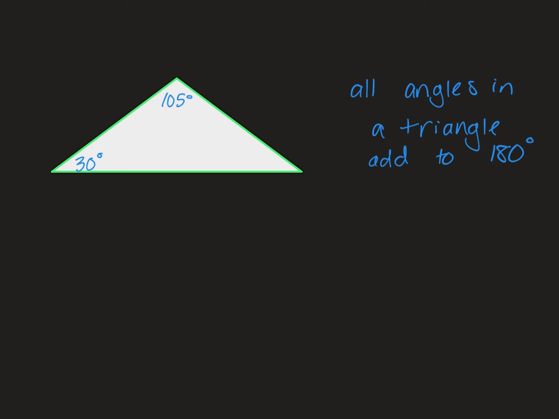So how would we find the third angle? Add those two together and then subtract them from 180. Good. So you have 105 plus 30, which is 135. And then you do 180 minus 135. So the other angle would have to be 45.